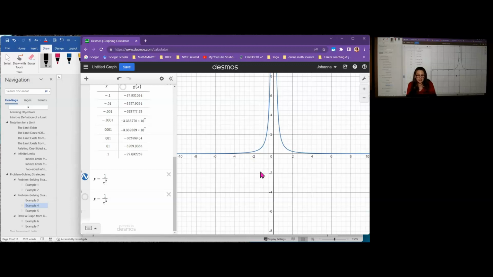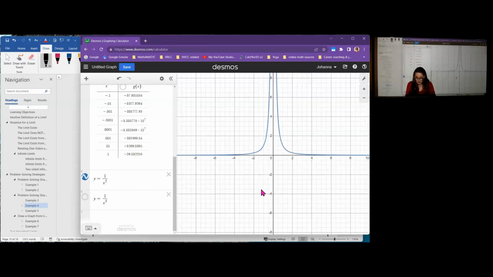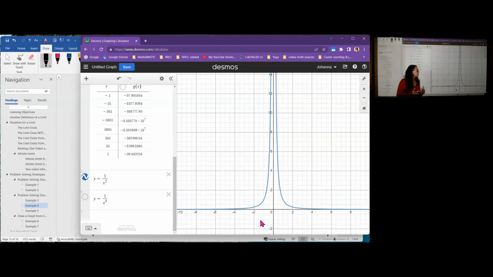If I wanted to add a table of values, I would click on the gear symbol, and then I would click on the Create Table. In this case, I just want to look at the graph and I want to examine the behavior of the function as x approaches 0 from the left, from the right, from both sides. From the left, the y values are growing without bound. It goes to infinity. As I approach from the right, they grow without bound. It goes to infinity.